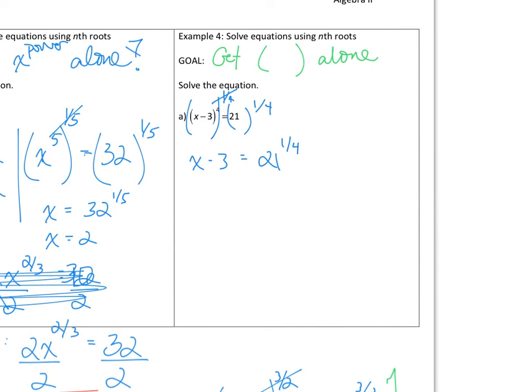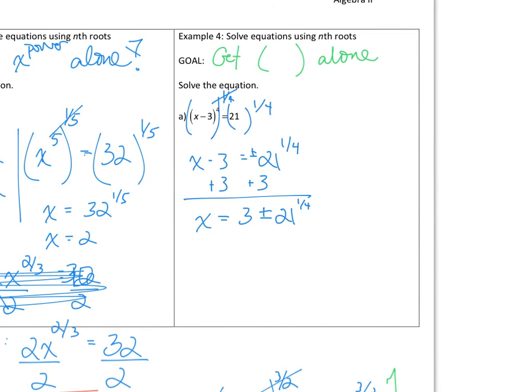Now I have to get x by itself. And in order to get x by itself, I'm going to add 3 to both sides. When I do this, I get x equals 3 plus or minus, because taking the 1/4 power is taking an even root, 21 to the 1/4. And now I can leave this answer just like this.